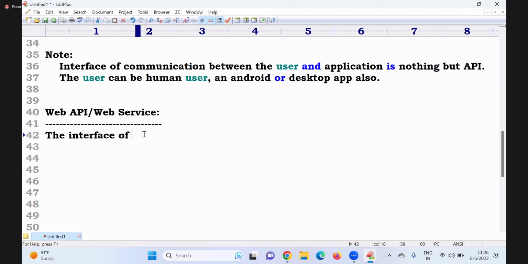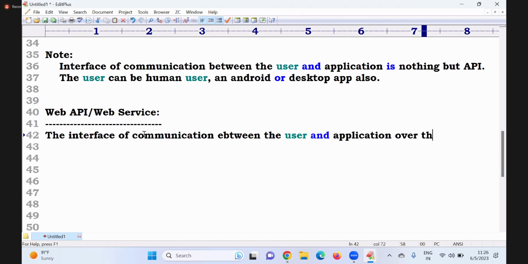The interface of communication between the user and one application over the web. It is not a desktop. Compulsorily it should be a web application, by using a common language. What is the language here? HTTP. That is nothing but web API.